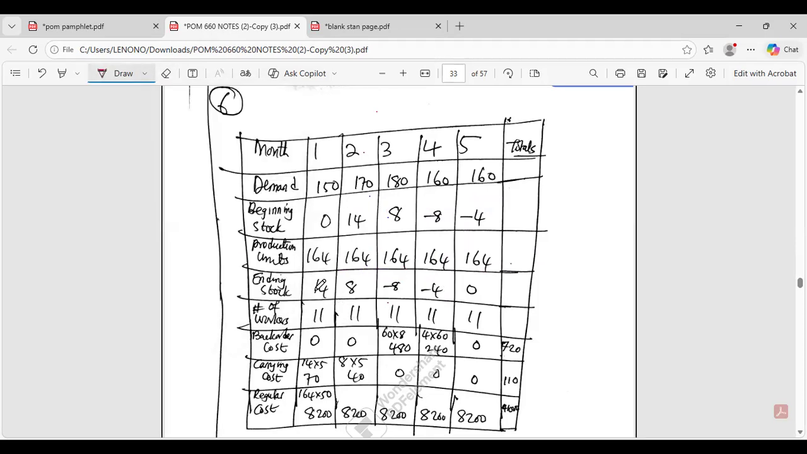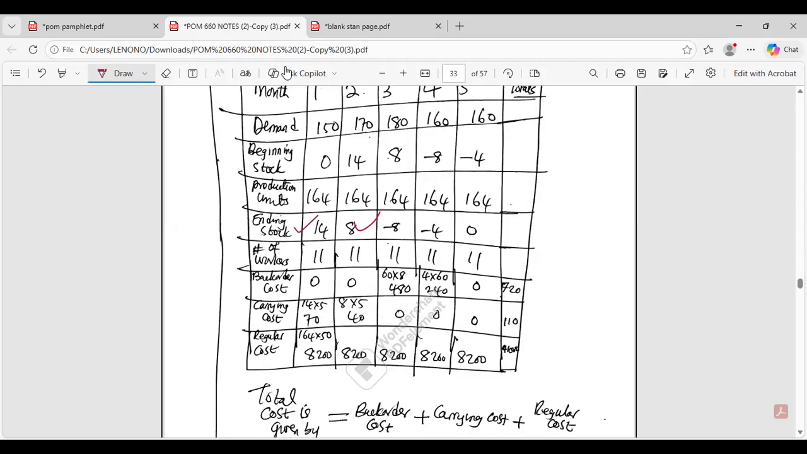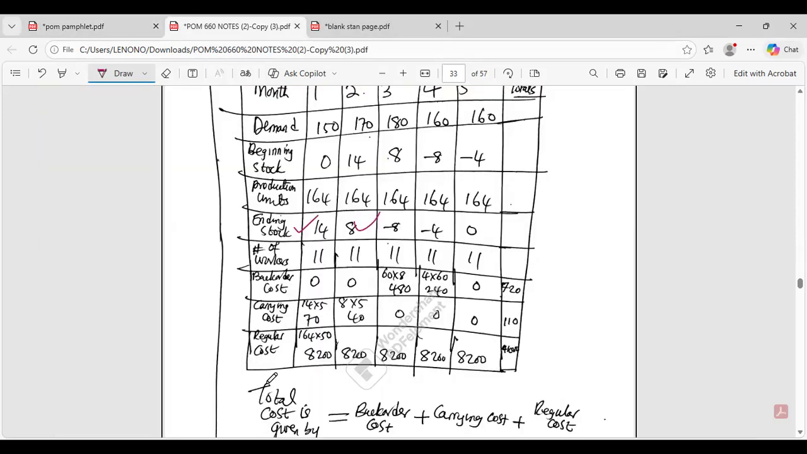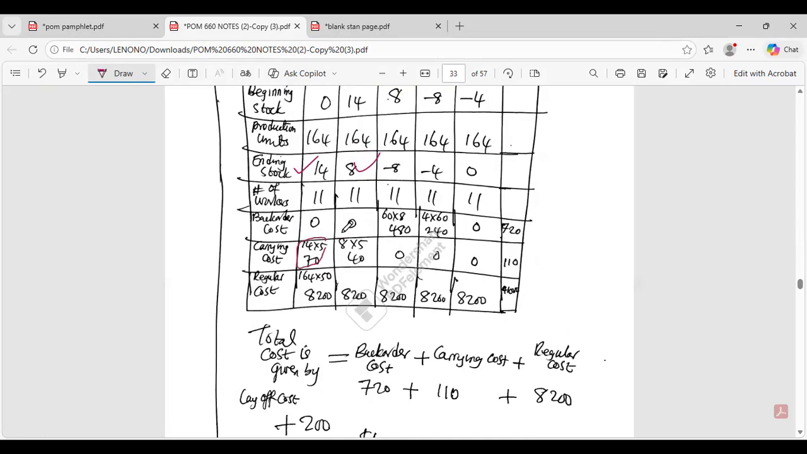But one thing I can tell is that 14 is okay and 8. These are physically there. So for these, you're going to incur what we call holding cost. What is the holding cost? The storage cost. Holding cost is $5 per period. So you multiply now this one by $5. So here it will be 70.